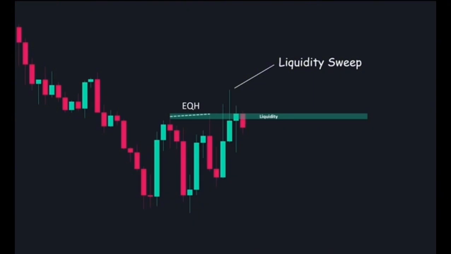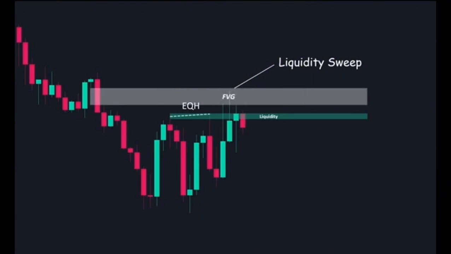But what happens if a fair value gap forms just above those highs? That creates a perfect trading opportunity. The sweep grabs the liquidity, and the fair value gap provides an ideal entry zone to open a short position.